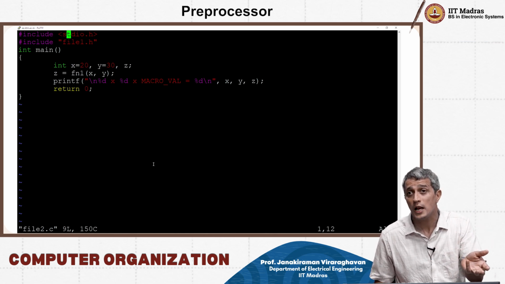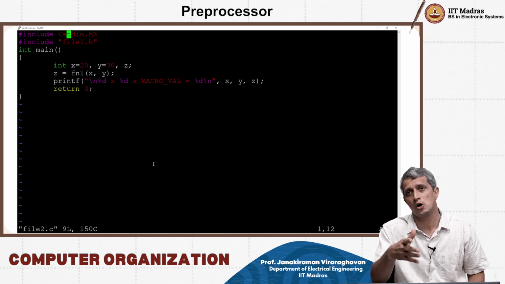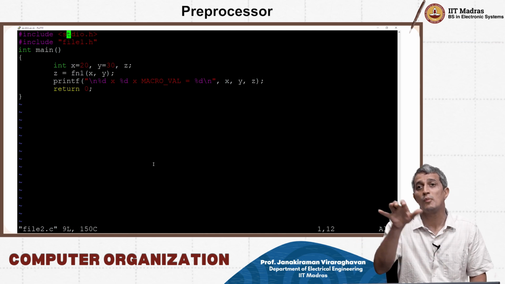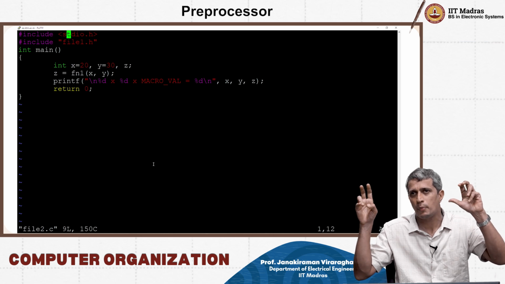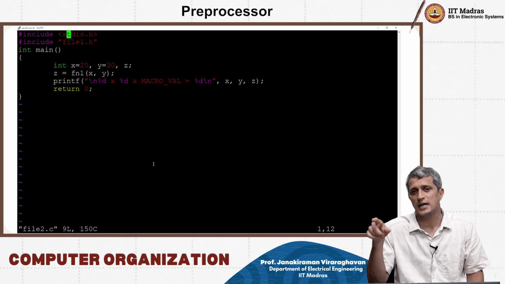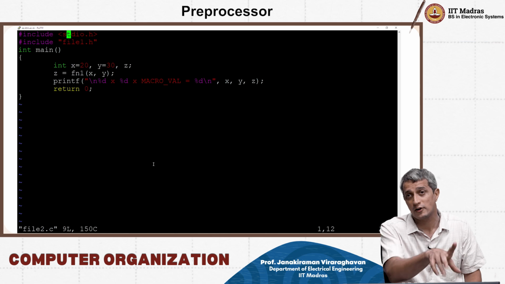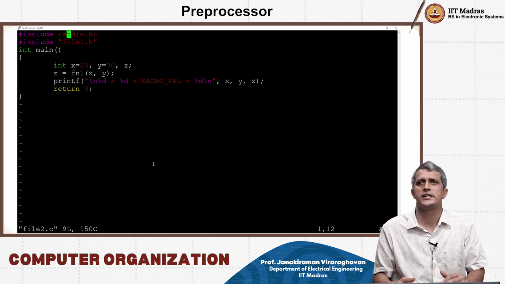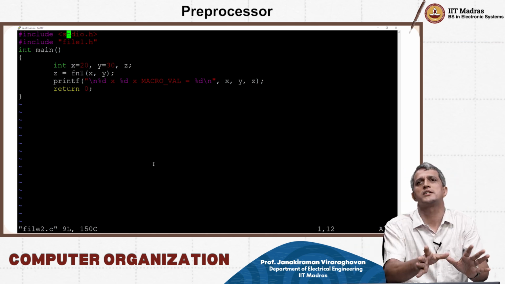Now where is that file? That is sitting somewhere in the operating system, some path, and that is known to it through the path variable. There is an environment variable that tells it to go look for header files in some folder, and it finds the header file there. It takes the contents of that header file and replaces it here.